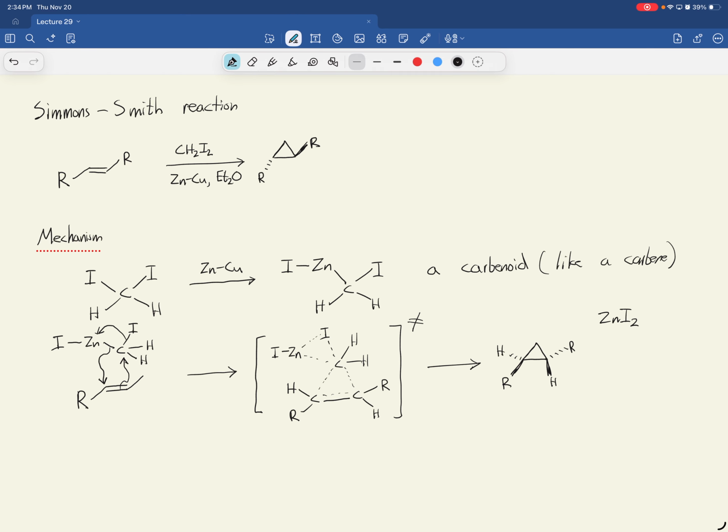Okay, so that's cyclopropane. So what's our common theme here? The reactive intermediate is what?